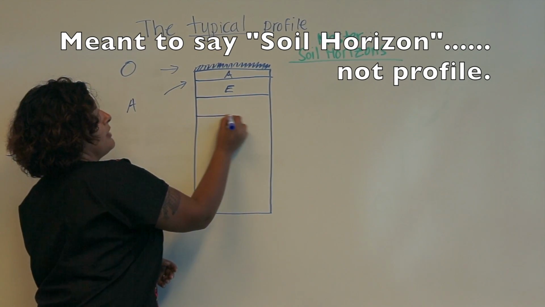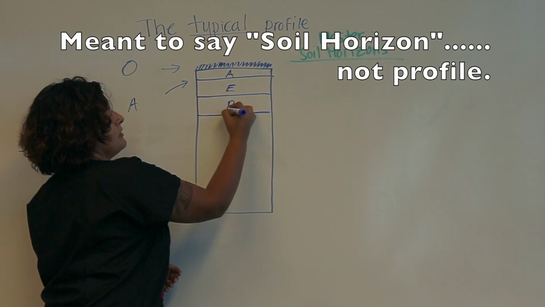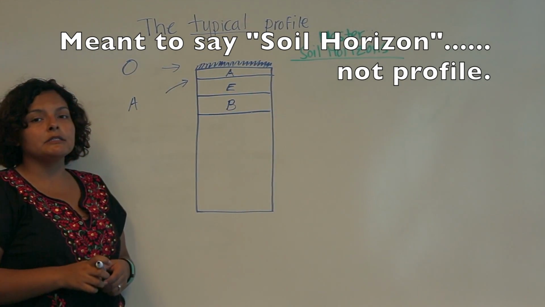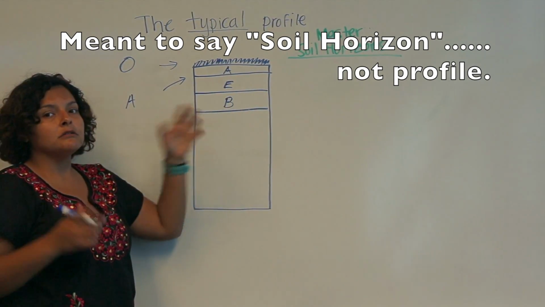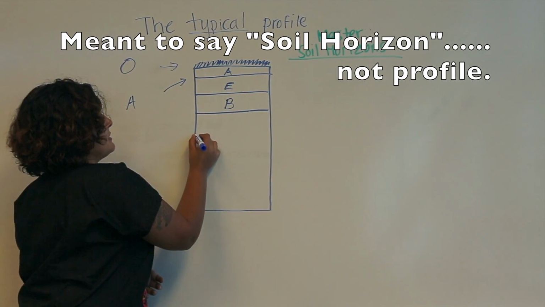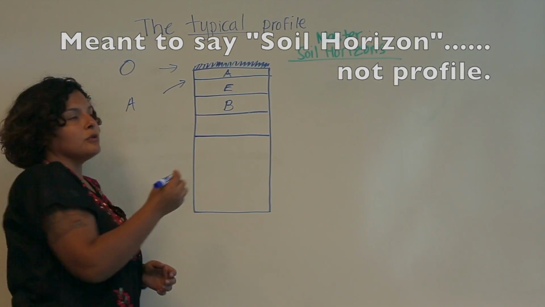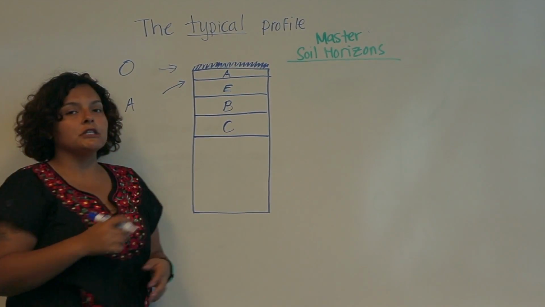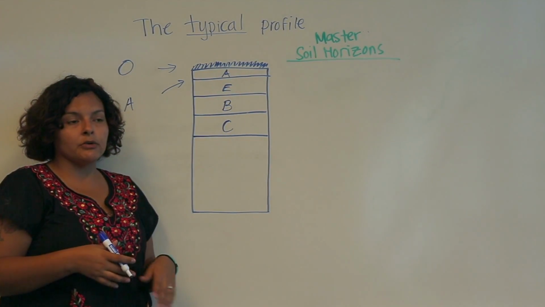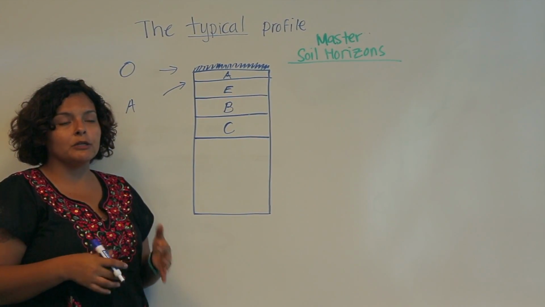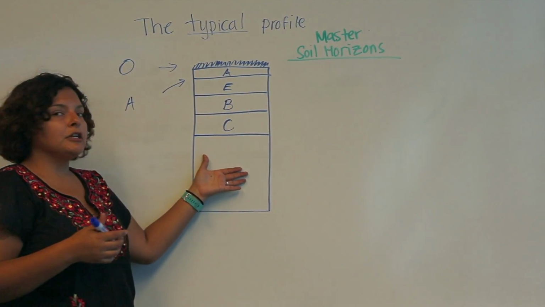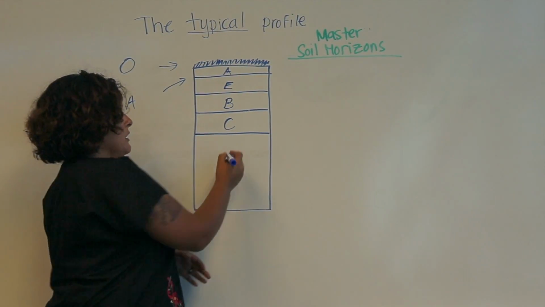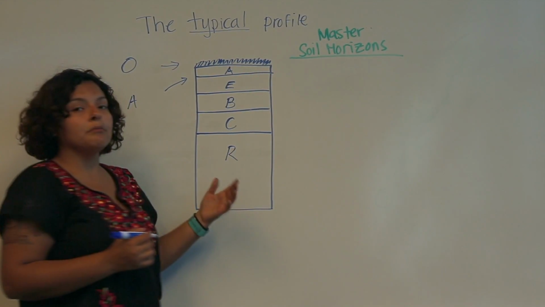Next, you could have a B profile. Your B is a zone of accumulation. Next, you could have your C, which is your weathered or soft bedrock. It looks similar to the parent material, but it's undergone a lot more weathering processes. And then down here, if you reach it, is your R, which is your parent material.